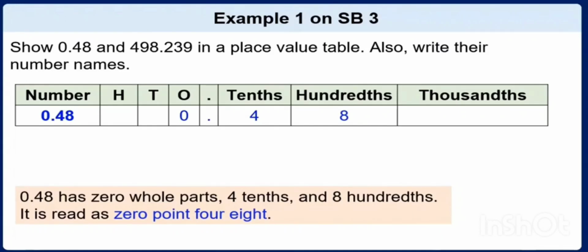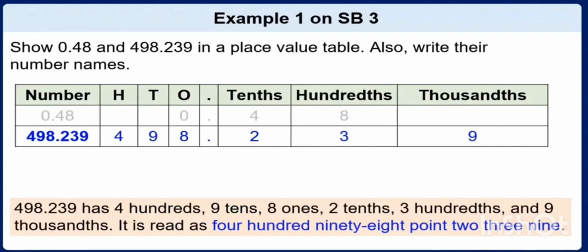On placing 498.239 in a place value table, we see that 498.239 has 4 hundreds, 9 tens, 8 ones, 2 tenths, 3 hundredths and 9 thousandths. So, it is read as 498.239.